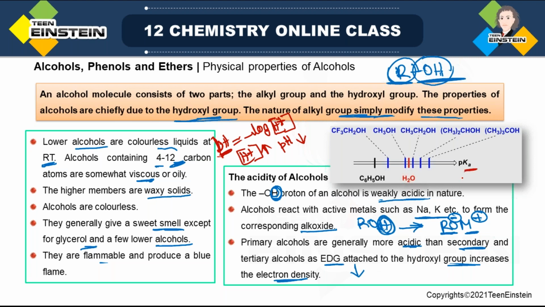And what about pK? pK is the negative logarithm of K. K is the dissociation constant of the acid. If I write in general ROH, dissociation gives RO minus and H plus. For this type of dissociation, the corresponding dissociation constant is Ka. That means when the Ka value is very high, this dissociation of ROH to RO minus and H plus is very high. That means when Ka is high, acidity is also high.